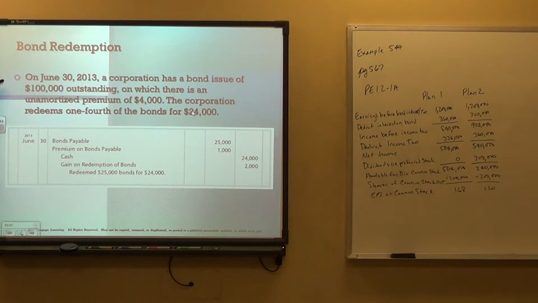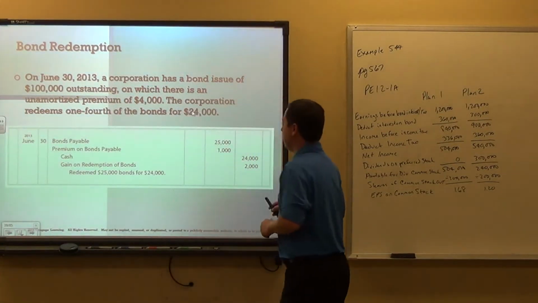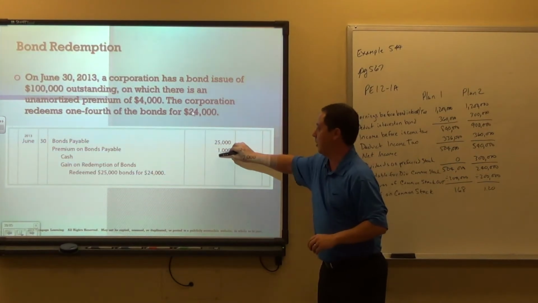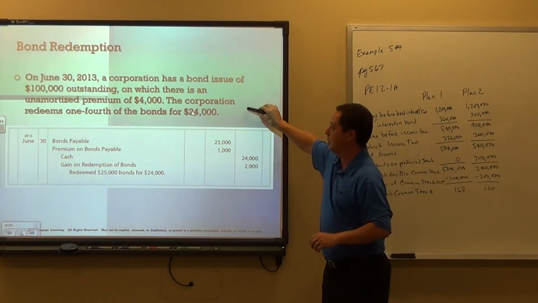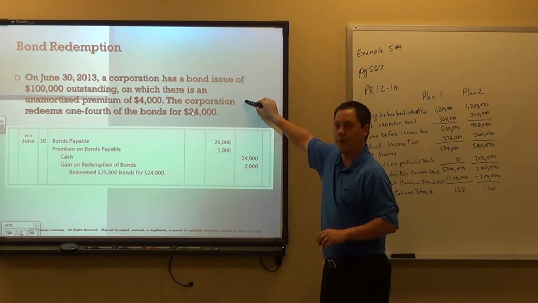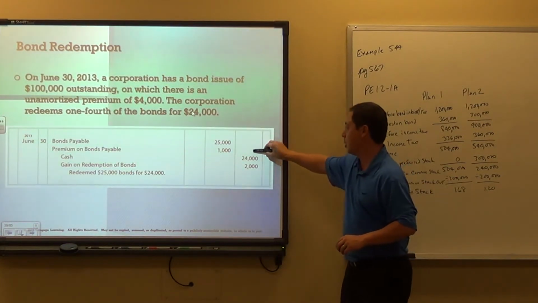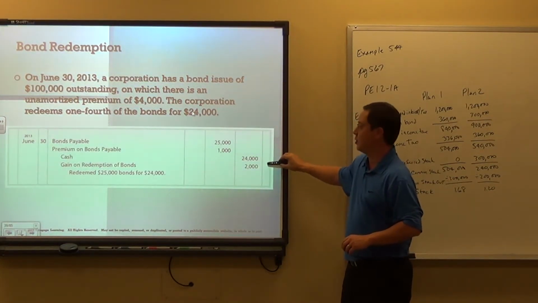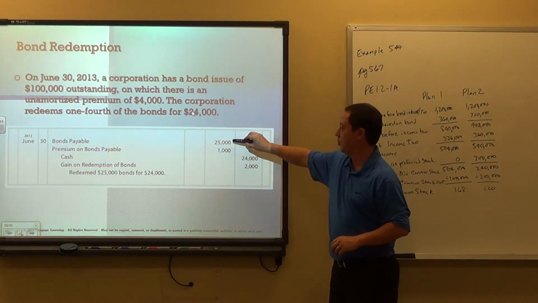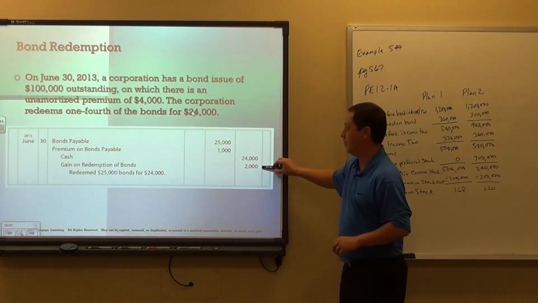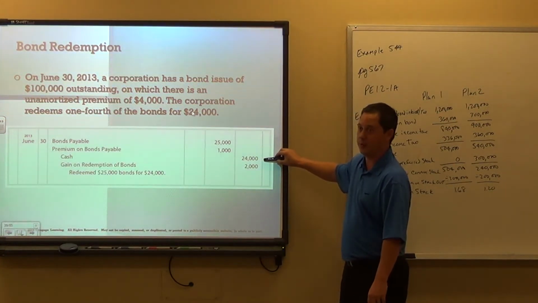So in here, a corporation has issued a $100,000 outstanding bond on which there is an unamortized premium of $4,000. The corporation redeems 1/4 of the bond for $24,000. So what happens here is that we have that premium on bonds payable. We are going to take care of that 1,000 because that's 1/4 of that. So we have the 25,000 here because that's what the bonds payable was, but we only paid $24,000 cash on that.